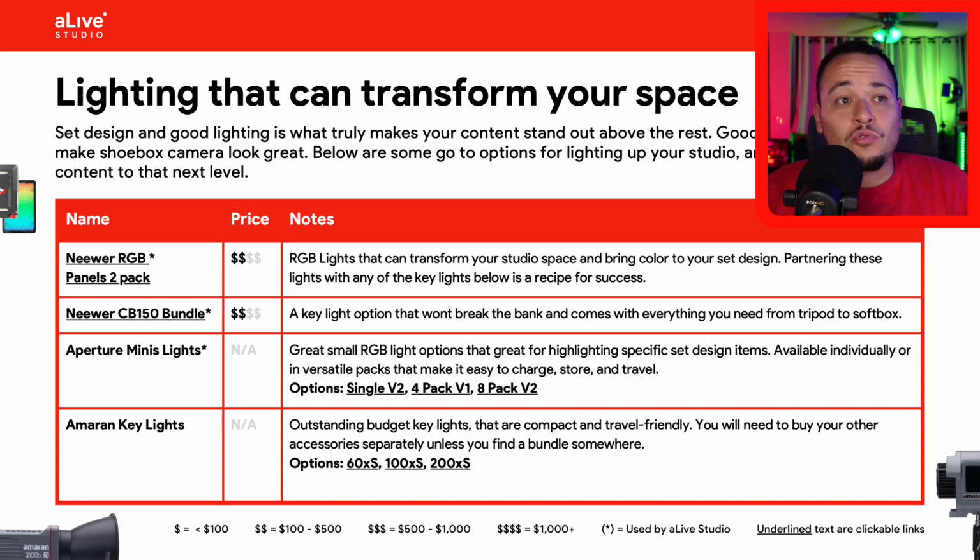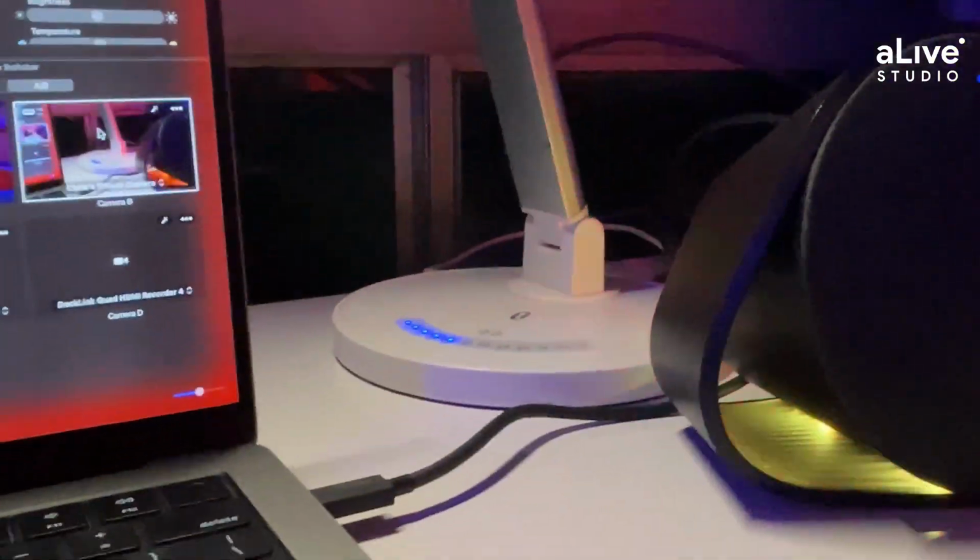They can act as really good key lights, but they can also act as colored lights to really transform your space. Honestly, I would say if you were going to use a Newer RGB panel and get the 2-pack, it'd probably be best to pair it with some sort of key light. A key light's going to be your main source of light. For me right now, I am doing things a little rough, and my key light is none other than a table lamp that I have set down here.